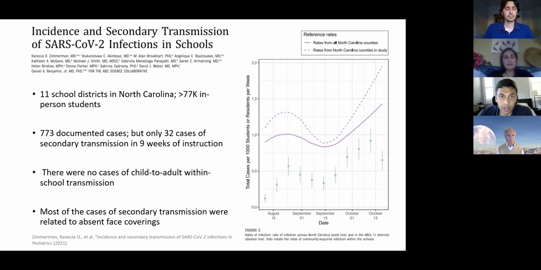The other really important thing they showed in the study was that the transmission in schools mirrored the transmission in the community. So if there was a lot of COVID in that neighborhood, there was a similar amount of COVID in the school that served that neighborhood. And it also highlighted that most of the people getting infected in these schools were actually getting infected out of school, so probably at home.